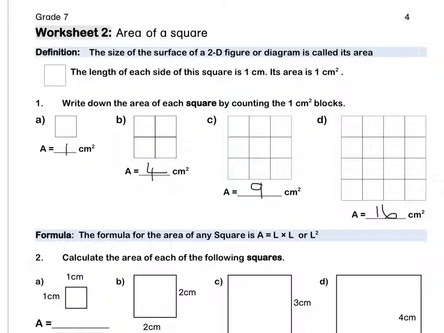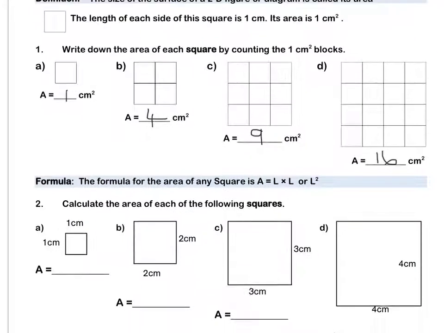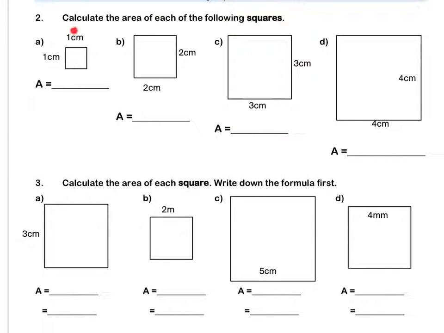16 centimeters squared. The formula for the area of any square is area is equal to its length times its length, or L squared in exponent form. Question 2. Calculate the area of each of the following squares. For B, the area is going to be 2 times 2, which is 4, and take note that the unit is centimeters squared. Press pause to complete question 2 by yourself.